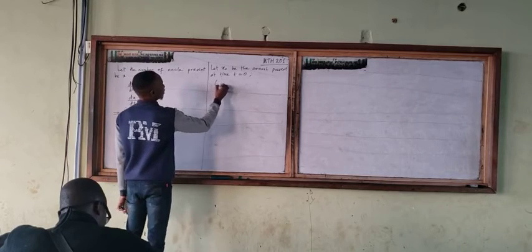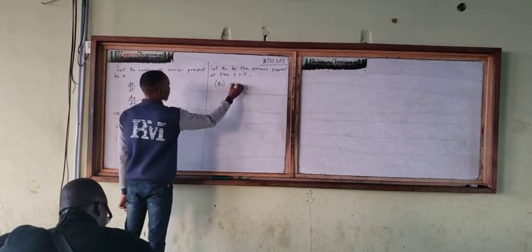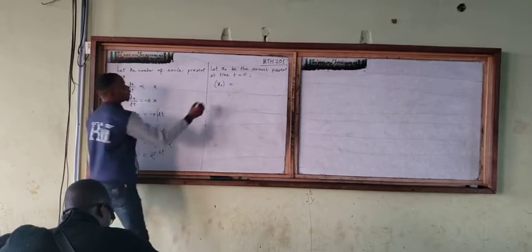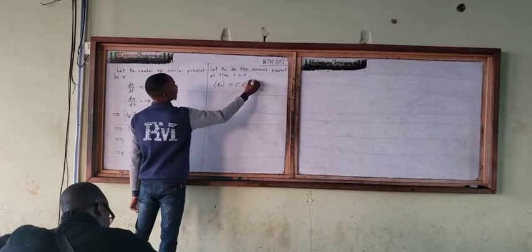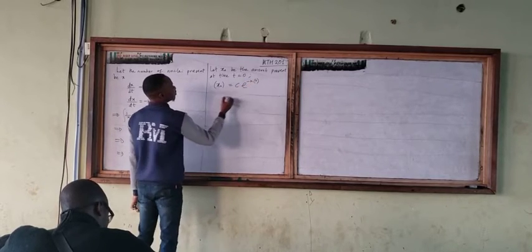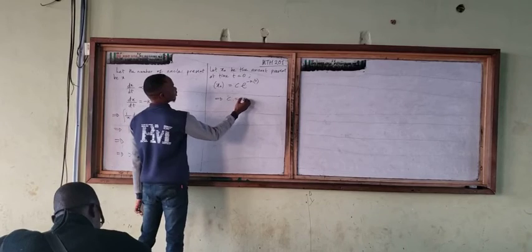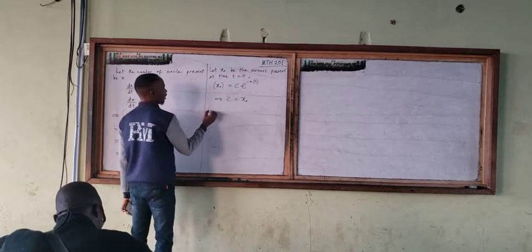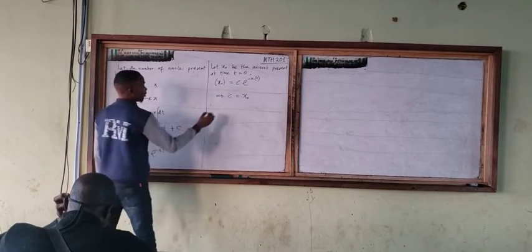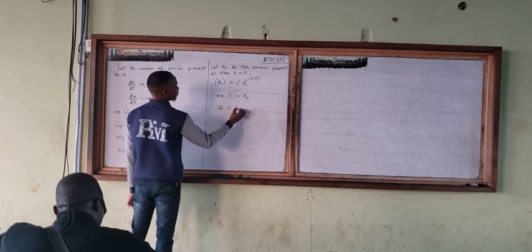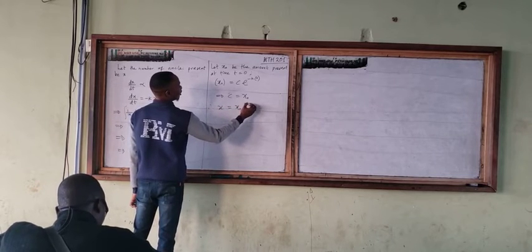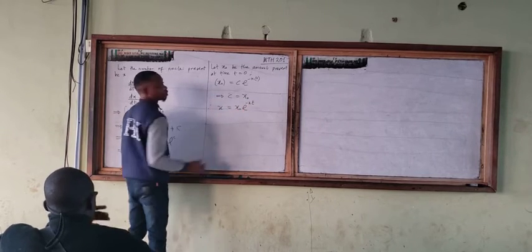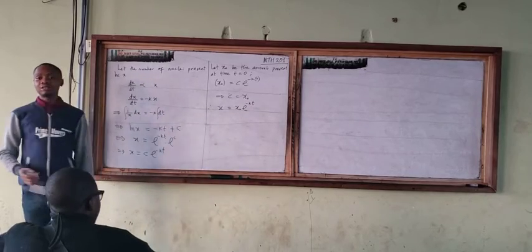By substitution, we have x naught equal to c, e raised to the power minus k into 0. So from here, you see that c is equal to x naught. Then it follows that our x is equal to c, which is x naught, exponential minus kt. Does it make sense? Do you understand this idea?